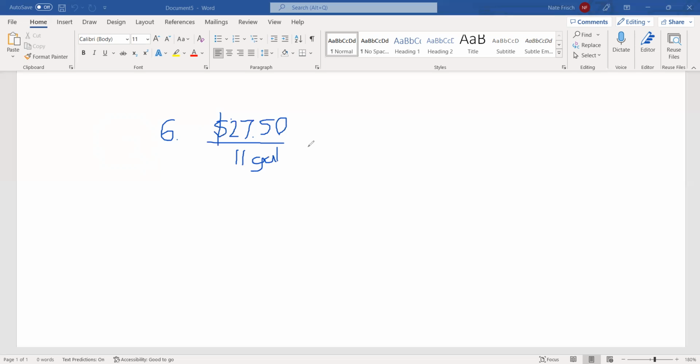So from here, the directions say find a unit rate. We just talked about that a little bit ago. A unit rate is when you get that denominator, that lower value, down to 1. That's where the term unit comes from. It just means one of something. So instead of 11 gallons, I want to know what the cost of 1 gallon would be, which is going to be more useful to me than knowing what 11 gallons is.